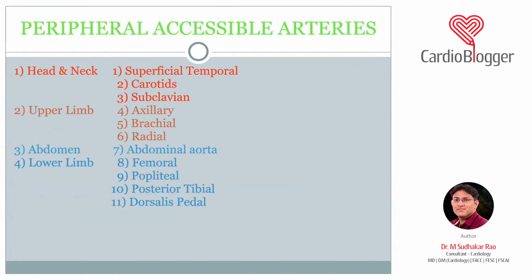In the upper limb, we have axillary, brachial and radial. In the abdomen, we have the abdominal aorta, which can also be palpable in conditions such as atherosclerosis and the aneurysms of the abdominal aorta. In the lower limb, we have arteries like femoral, popliteal, posterior tibial and dorsalis pedis. I won't go into detail in the examination of these arteries because it is a topic by itself.